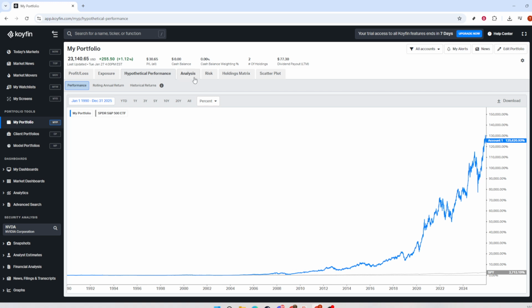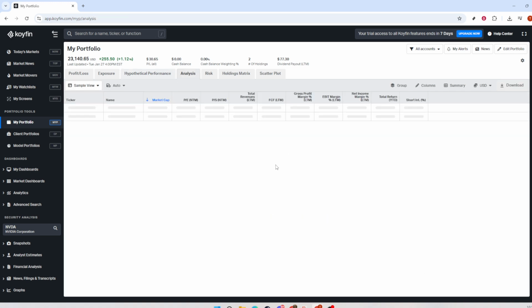Head over to the Analysis tab for a deeper dive. You'll see breakdowns like contribution by position or group, and aggregate fundamentals or factors depending on your setup. Focus on which positions are contributing the most to return and whether fundamentals align with your thesis.